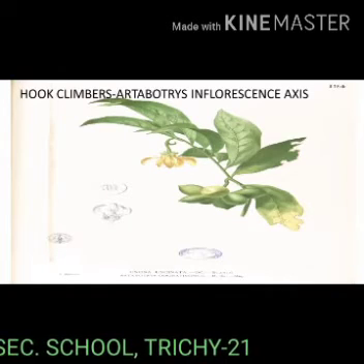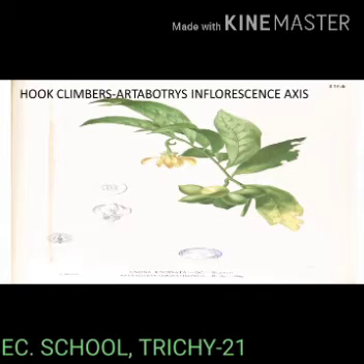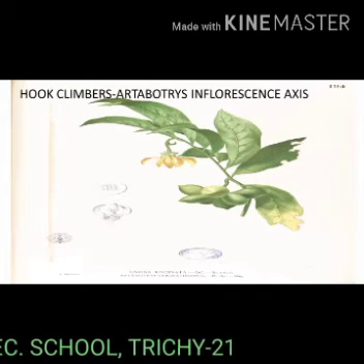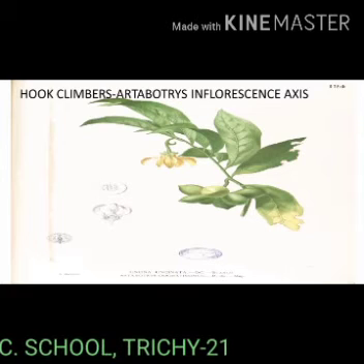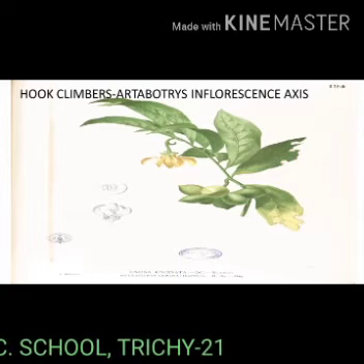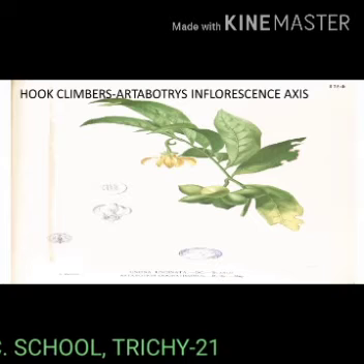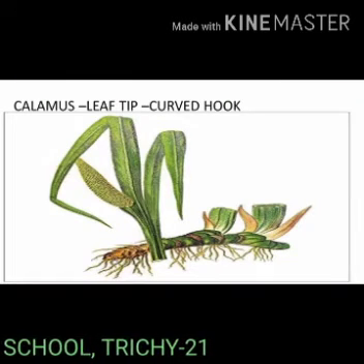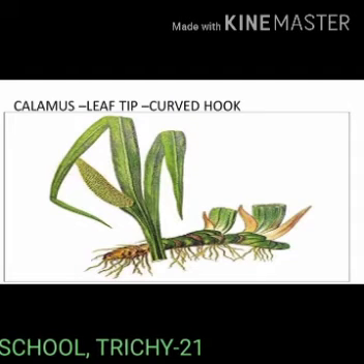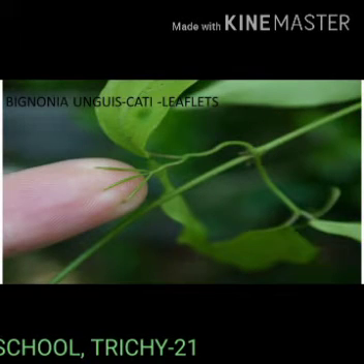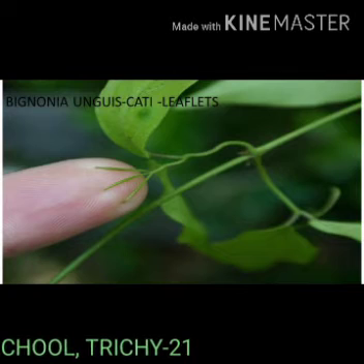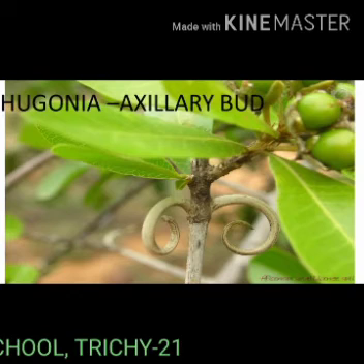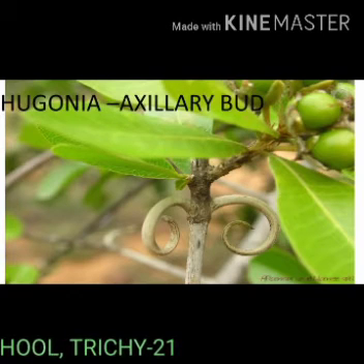Hook climbers. These plants produce specialized hook-like structures which are modifications of various organs of the plant. In Artabotrys, the inflorescence axis is modified into hooks. In Calamus, the leaf tip is modified into a hook. In Bignonia, the leaflets are modified into curved hooks. In Hugonia, the axillary buds are modified into hooks.